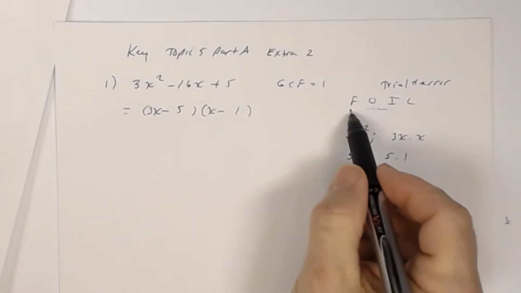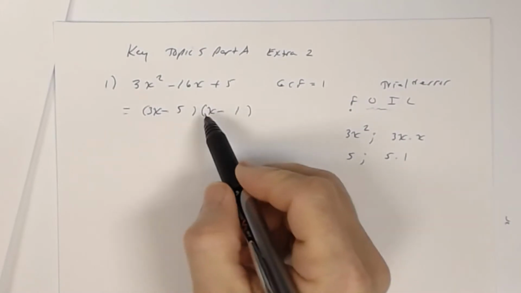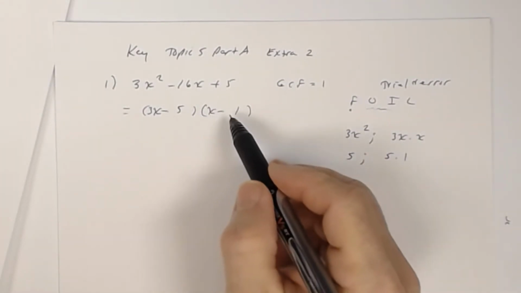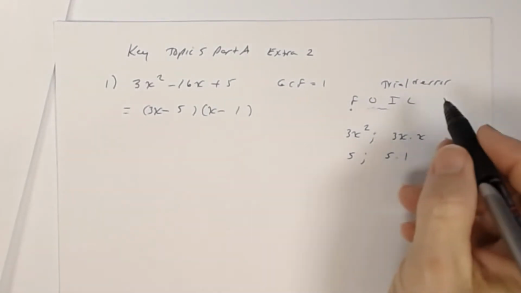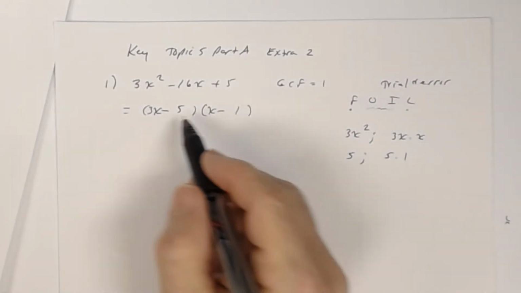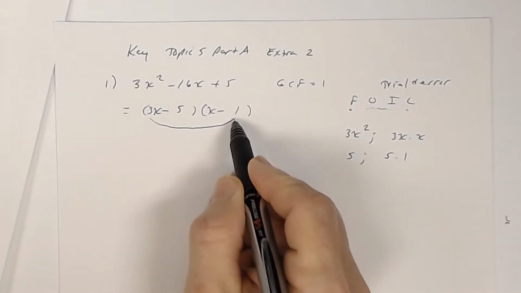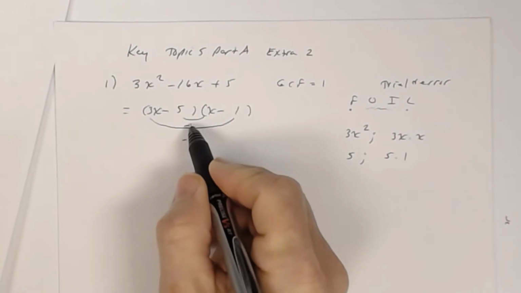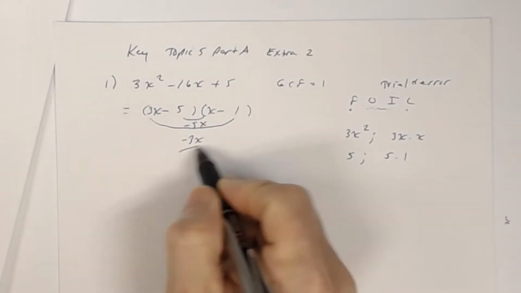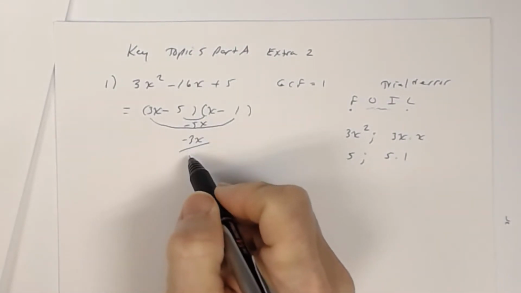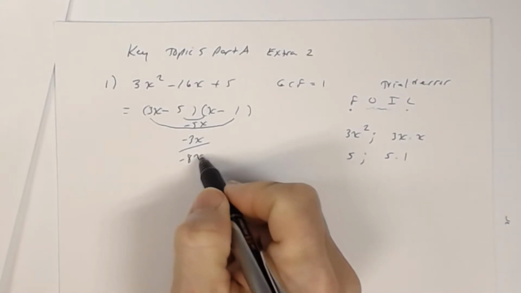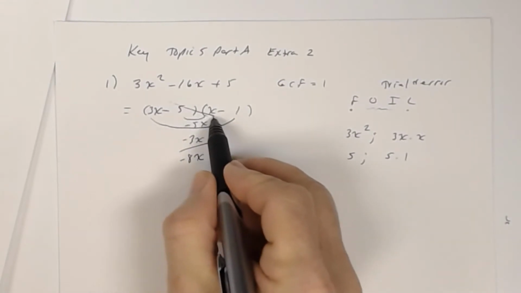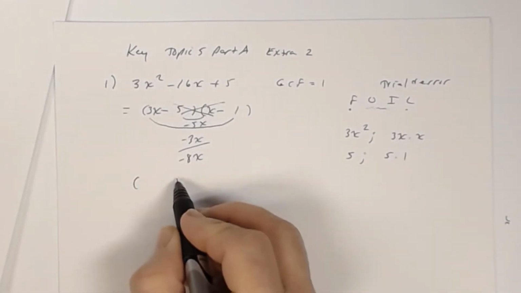If I go back to F, 3x times x is 3x squared, so that's fine. Now let's go to L. A negative 5 times a negative 1 is a positive 5, so we're good there. Now the outer and the inner. The outer is a negative 3x, the inner is a negative 5x, and when I add that up, a negative 5 and a negative 3 is a negative 8, so I get a negative 8x. That's not what I wanted. I wanted a negative 16x, so that didn't work.